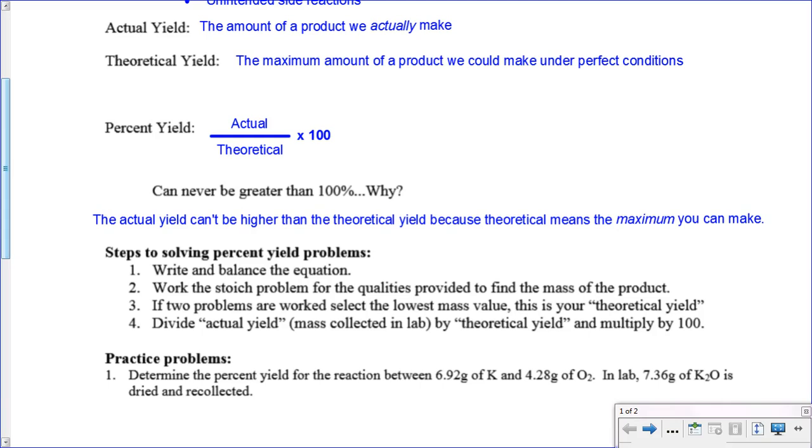Now it says this can never be greater than 100%, and it's asking you why that's the case. Well, if you think about it, the theoretical yield should be the maximum you can make. And if you're taking the actual yield divided by the theoretical yield, you should always be taking a small number divided by a relatively larger number. Your actual yield shouldn't be more than your theoretical yield because that would mean that you made more than the maximum possible amount that you could make. And so if you're ever doing one of these problems and you end up with an actual yield that's larger than your theoretical yield, or if you end up with a percent yield that's greater than 100%, then something has gone wrong and you should go back and check your work.